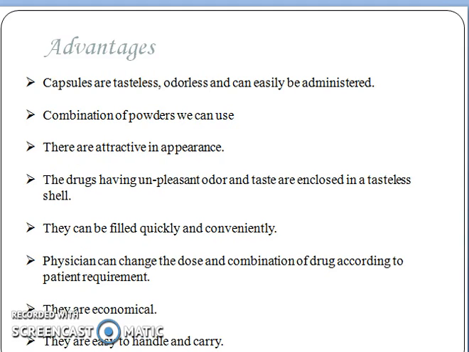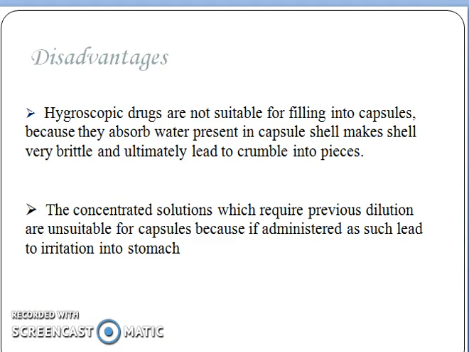Here we will discuss some advantages of capsules over other dosage forms. Capsules are tasteless, odorless and can easily be administered. Combination of powders we can use. They are attractive in appearance. Drugs having unpleasant odor and taste are enclosed in the tasteless shell. They can be filled quickly and conveniently. The physician can change the dose and combination of drugs according to patient requirement. They are economical, easy to handle and carry.